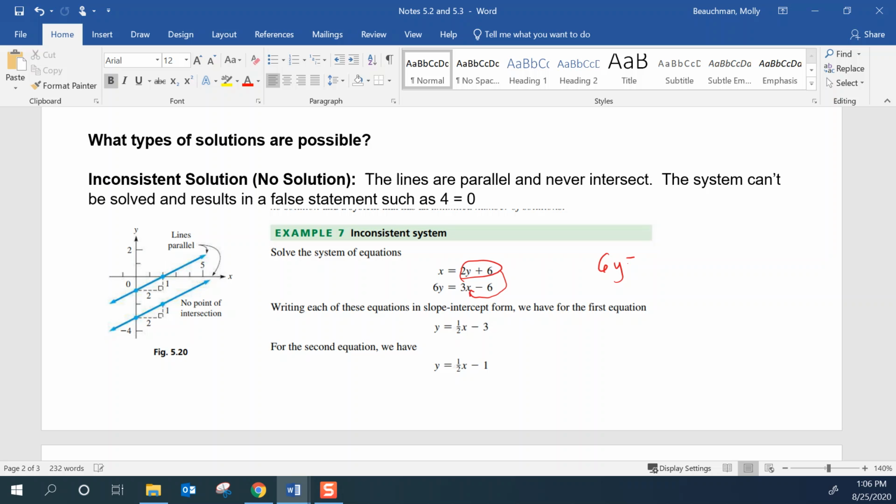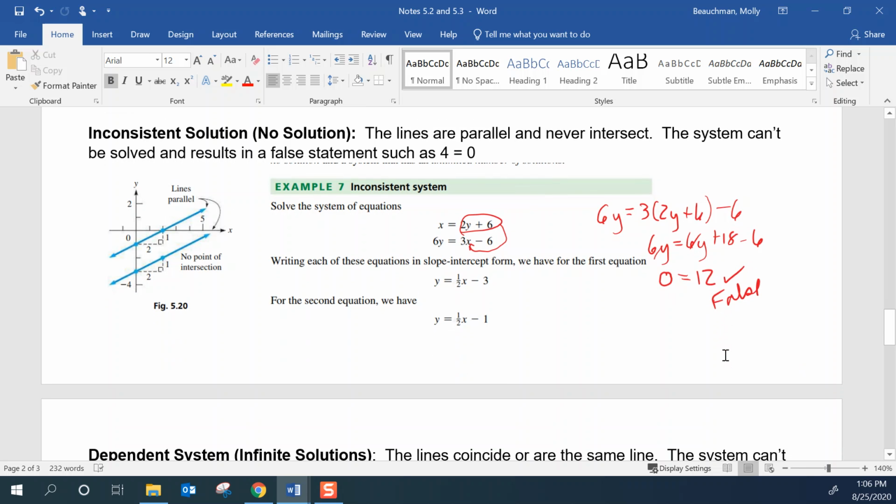So I get 6y is equal to 3 times (2y plus 6) minus 6. End up with 6y is equal to 3 times 2y is 6y, 3 times 6 is plus 18, minus 6. Now when I subtract 6y from each side, I get 0 equals 12. The variables cancel each other out, and I'm left with a false statement. That's what tells you algebraically without graphing that the solution is inconsistent.